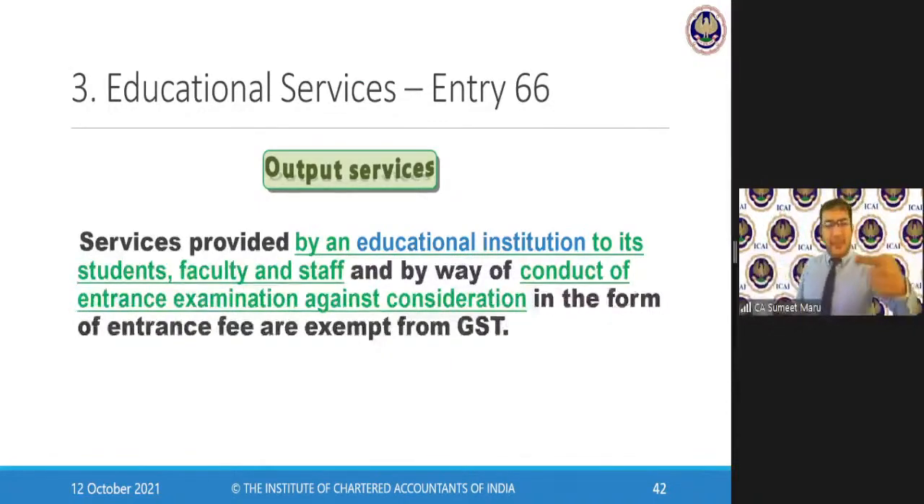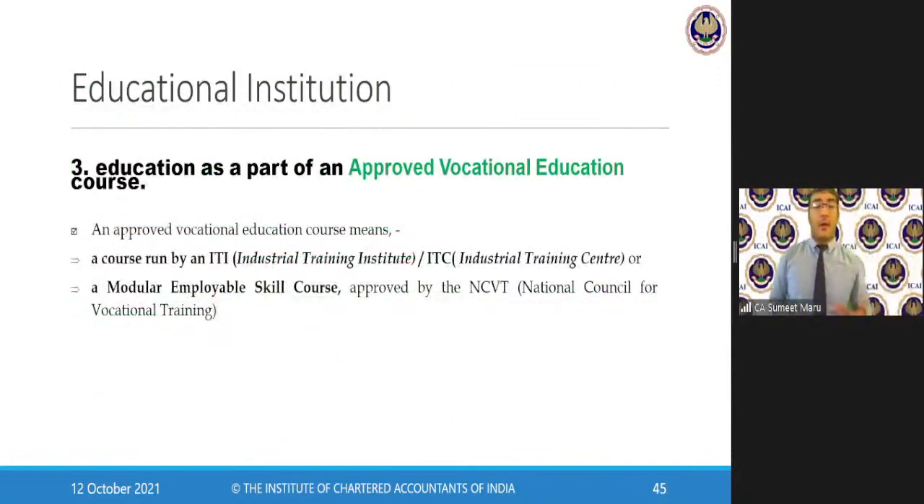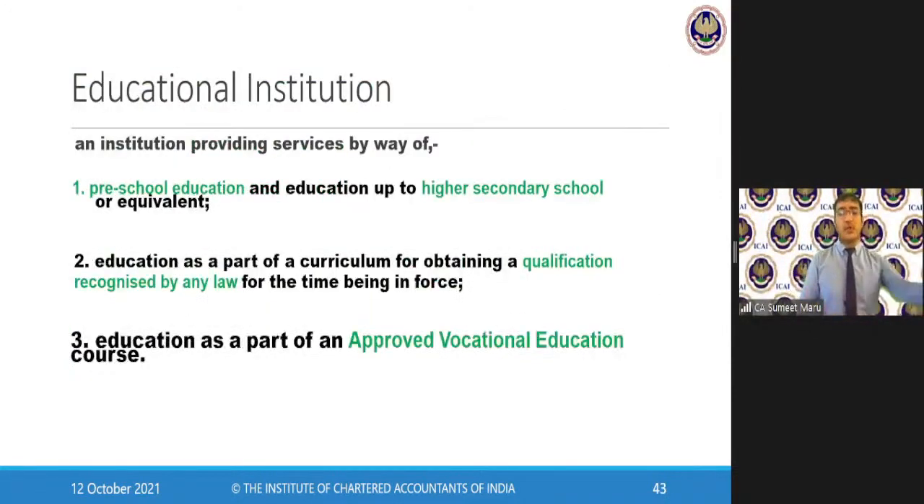So any institute which is in pre-primary school, higher secondary school, or approved vocational courses, your approved qualification under the law, which is recognized by the law, and the approved vocational courses. What is approved vocational courses? Either by ITI, ITC, which are approved, or by the modular employable skill course approved by NCVT. This will be your approved vocational courses. So if anyone is running these approved vocational courses, again, that will be considered under education institution, and the service to staff, student and faculty will be exempt.